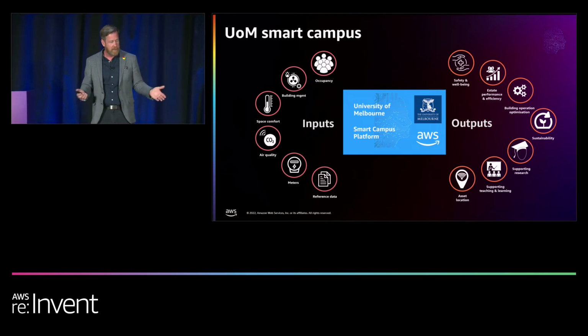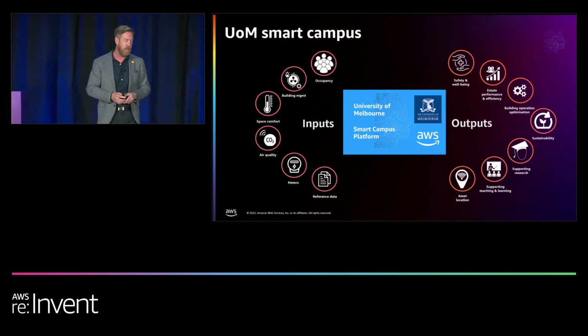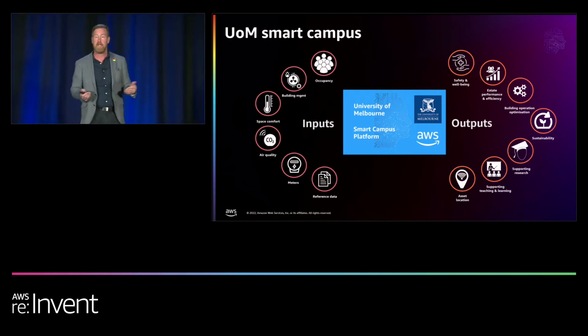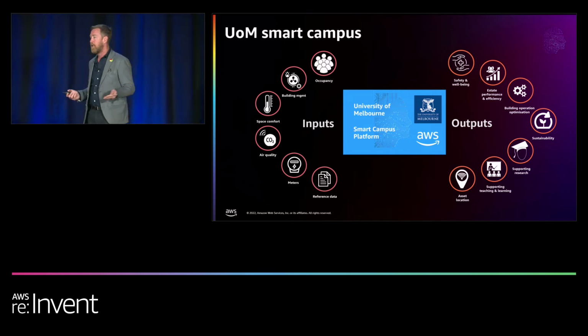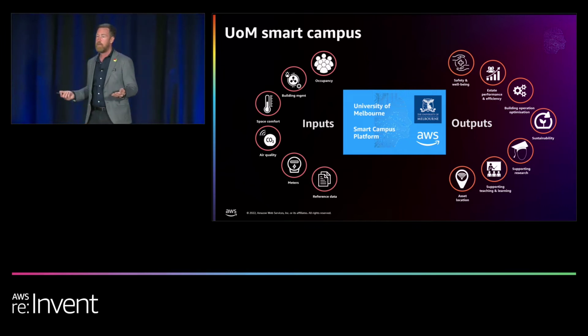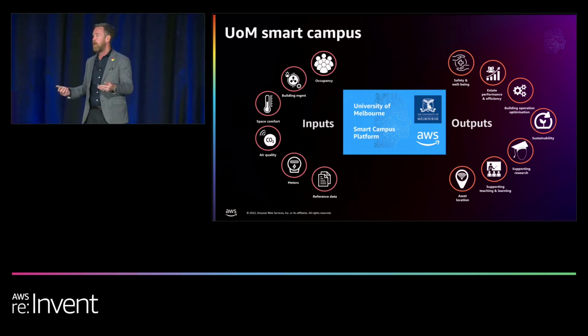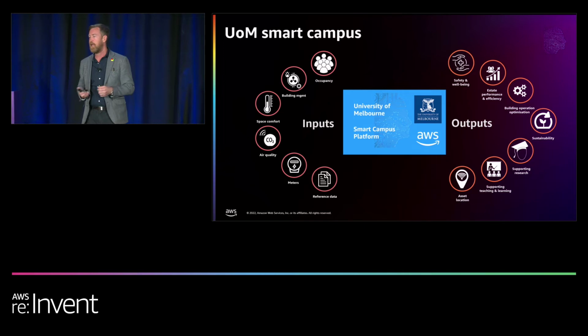So on the opposite side, we have all the outputs. So what we've been doing in that space is really looking at safety and well-being. So during the pandemic, it could have been around contact tracing. We created a QR code app to actually understand who's going into spaces to enable that as well. And then also providing a nice, comfortable, safe place to live and learn.